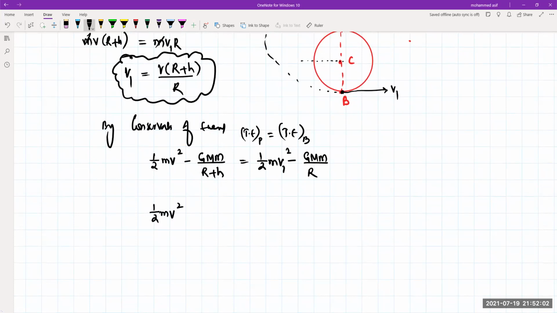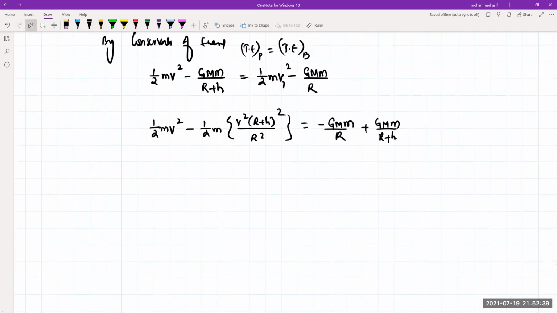Plus or minus? This V1 term I'm taking on this side: minus. This one is half into M into V1 square. V1 square will become V square into (R plus H) whole square divided by R square. That equals, this one will become minus of capital G, capital M, small m divided by R. This minus term will become plus of capital G, capital M, small m divided by R plus H.